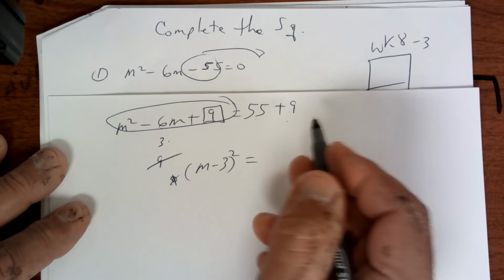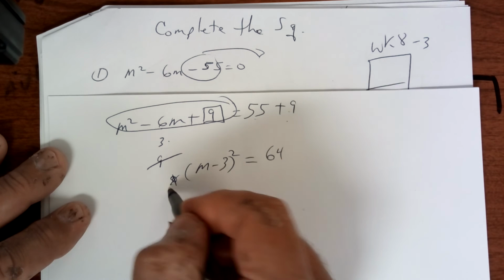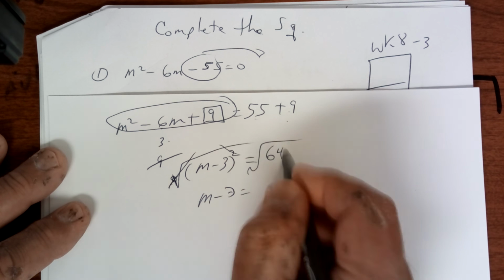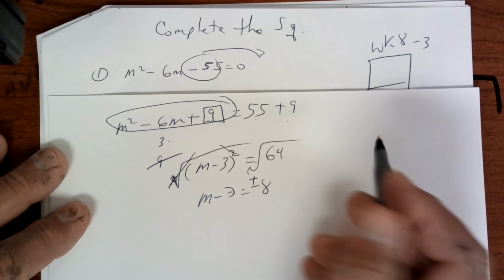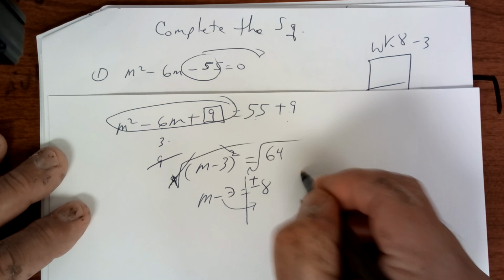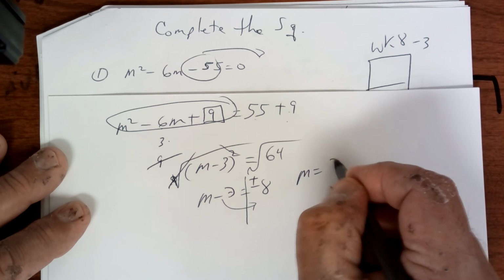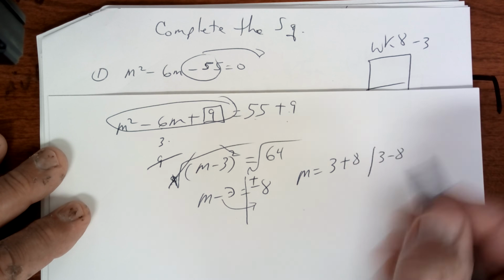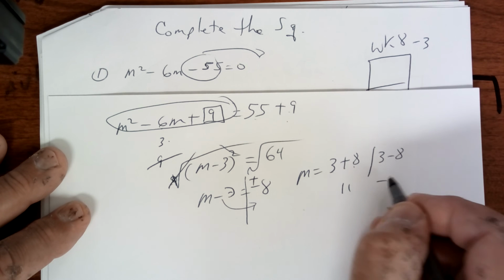This becomes a PST. So it's going to be x, or m, minus 3 quantity squared is equal to whatever that is. I guess it's 64. Then you're going to do the square root of both sides. So m minus 3 is equal to 8. And it's actually plus or minus 8. And then you're going to add 3 by moving it over here. So m is equal to a positive 3 plus 8 and a positive 3 minus 8. And that gives me 11, and that gives me a negative 5, and we're done.